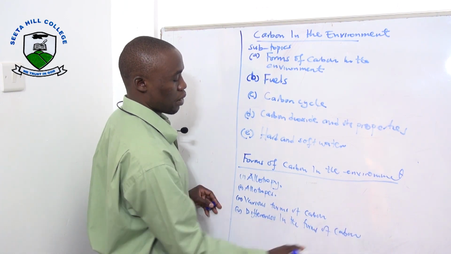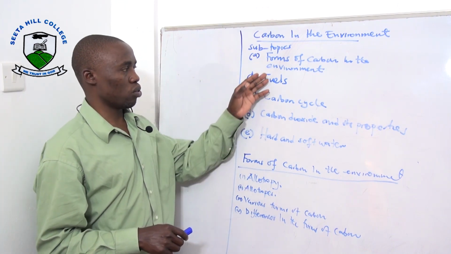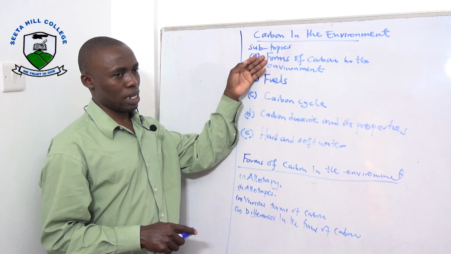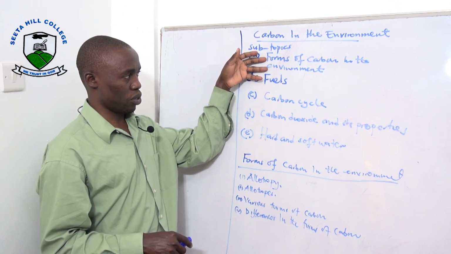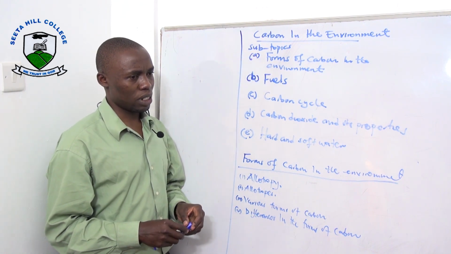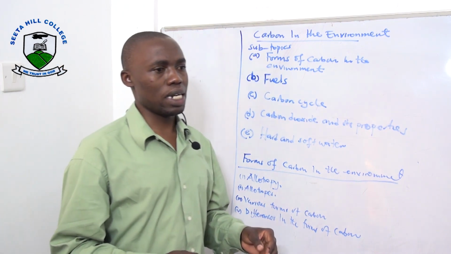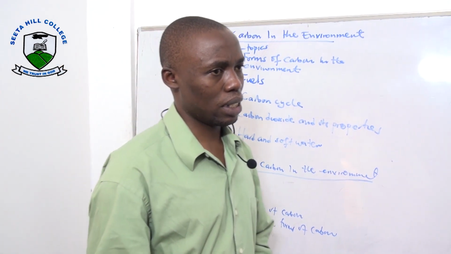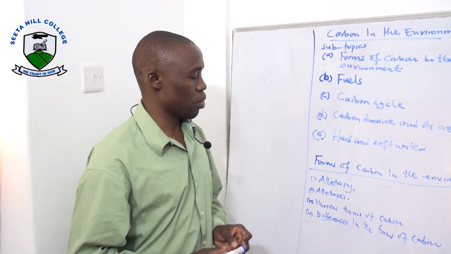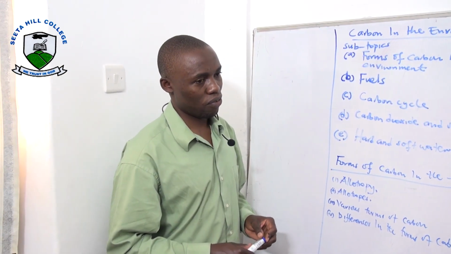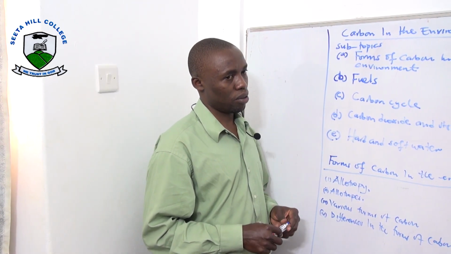That means by the end of this lesson you should be able to narrate chemical information on the various forms of carbon. Like if we said go and look for carbon for us, don't say I did not see it. Because we are going to see that carbon is found in many forms. It occurs in many forms.